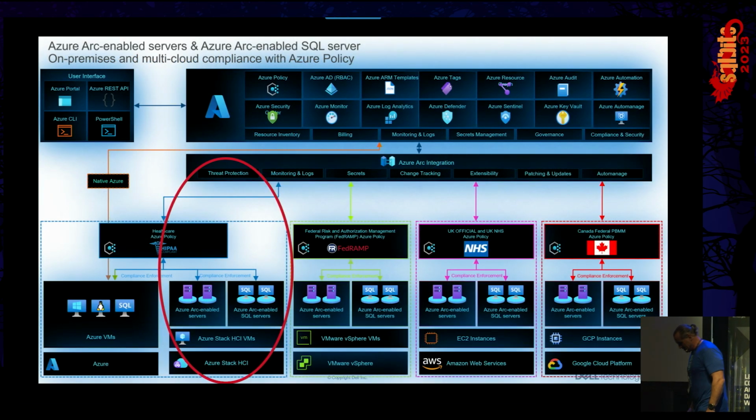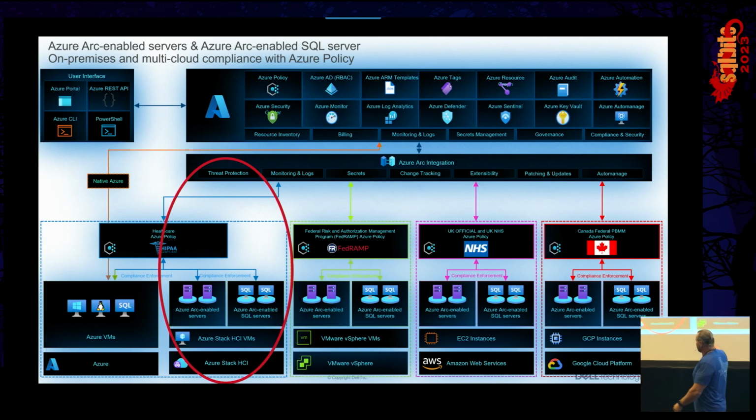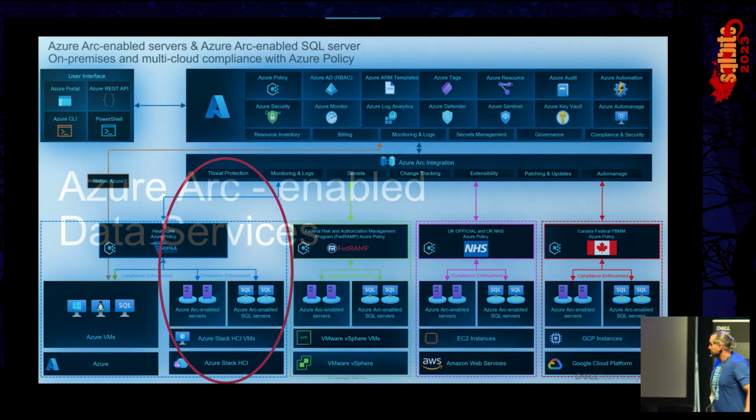So this is from Lior at Microsoft. This is kind of where we're talking today, HCI with Azure Stack HCI VMs. In this case, it's Linux Mariner nodes for AKS. We also have servers running and/or SQL servers running, and then connecting up to Azure.